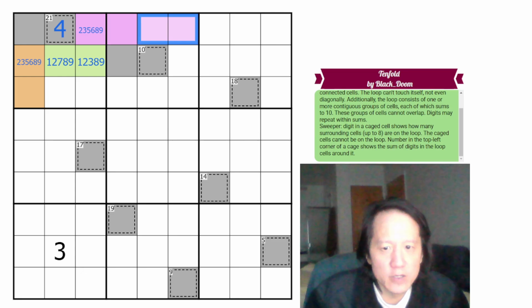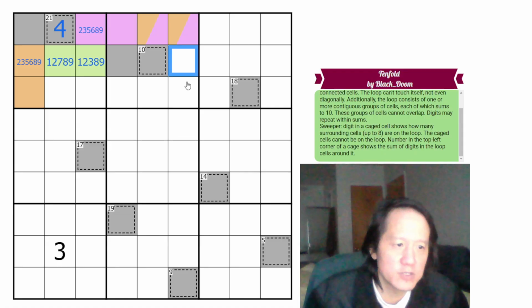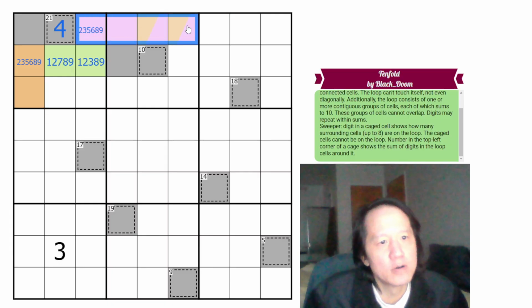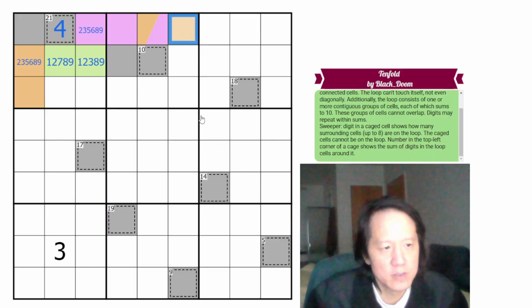So it could be pink, or I guess we're making this orange. So this does have to continue this way. So it's at least 3 cells that add up to 10. It could be a 4th cell adding up to 10. So this could be all 4 of the same, cannot be 4. So this cannot be pink. This has to be at least orange here.